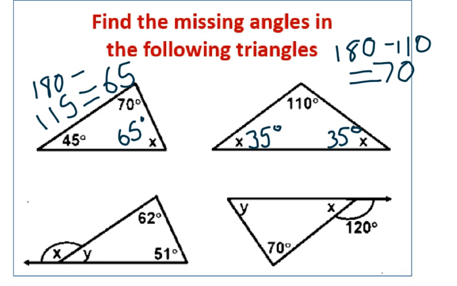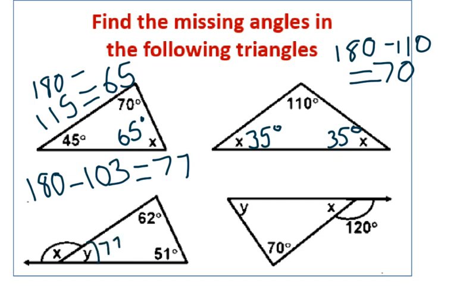And I can find Y because I know two of the angles. So I'm going to combine my 62 and 51. 50 add 60 is 110. Add the 2 and the 1 is 113. So I need to do 180, take away 113. Well, the hundreds cancel each other out. So 80 take away 13 is 67. So that angle is 67 degrees.